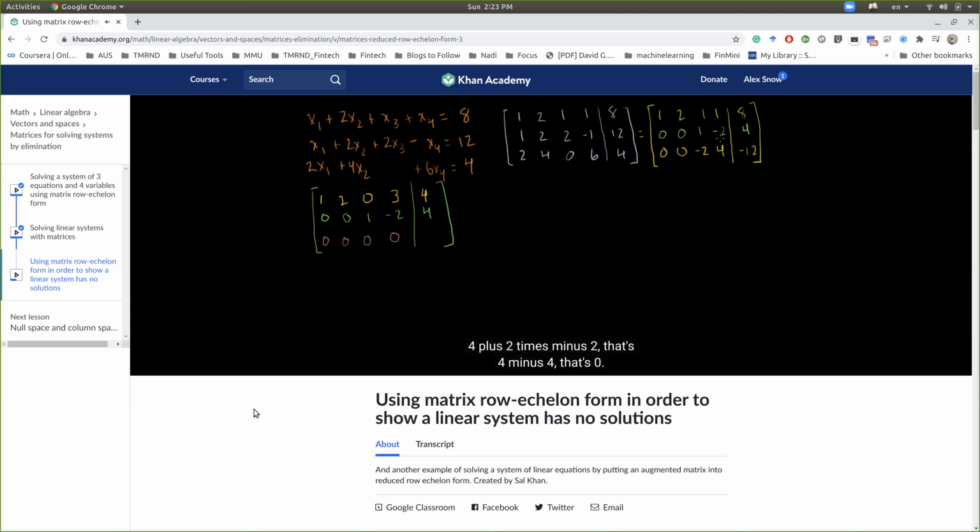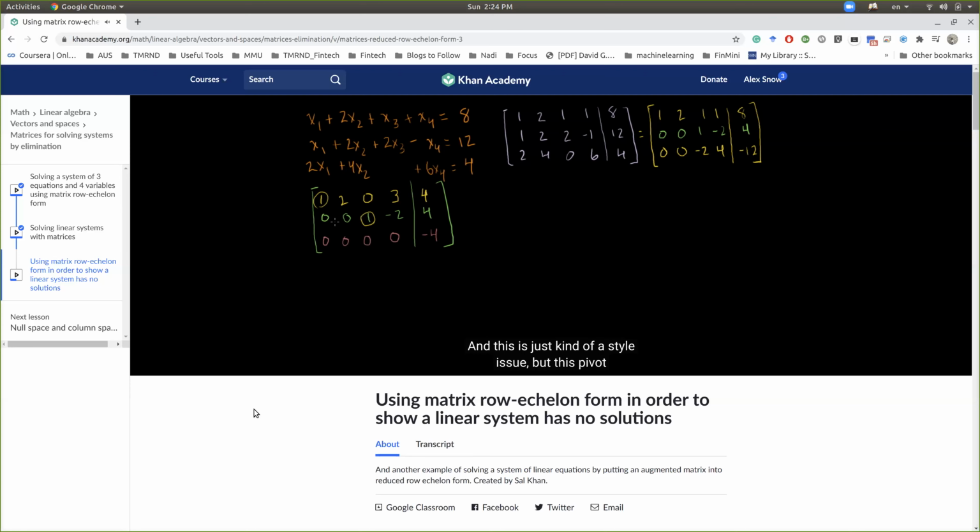And then I have minus 12 plus 2 times 4. That's minus 12 plus 8. That's minus 4. Now this is interesting. I've essentially put this in reduced row echelon form. I have 2 pivot entries. That's a pivot entry right there. That's a pivot entry right there. They're the only non-zero term in their respective columns.